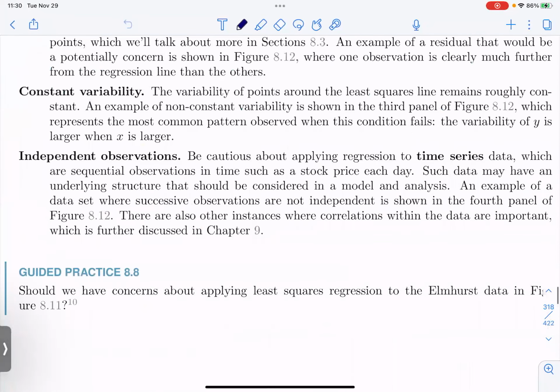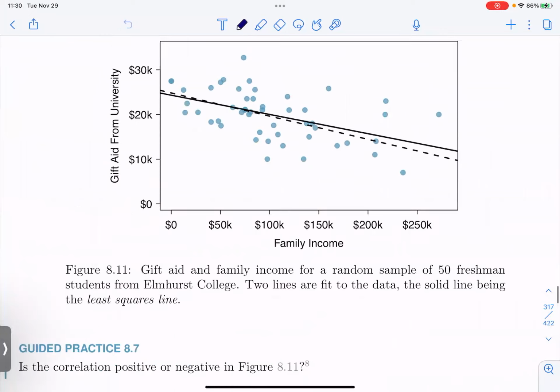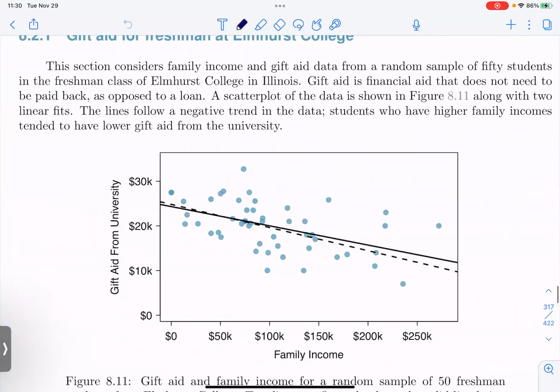Aren't you guys so glad we did residual plots last day?